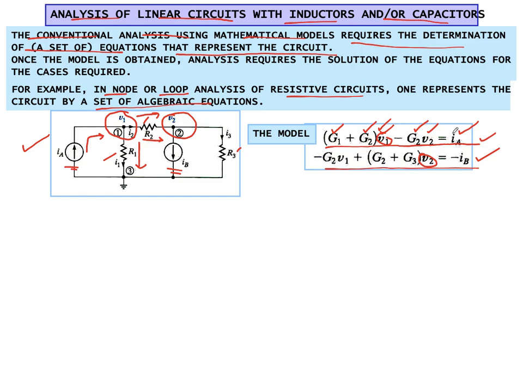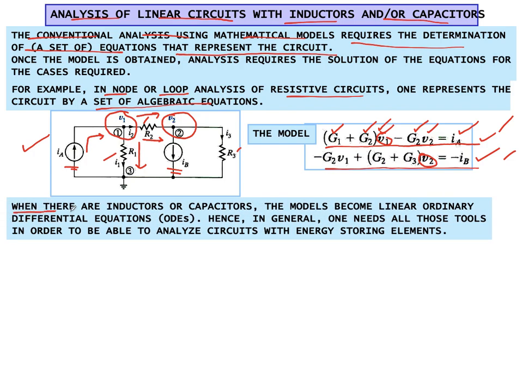G1, G2, G3, IA and IB are all known in any similar circuit. The only thing we need to find is V1 and V2. By solving these two linear equations, we are able to find the values of the node voltages V1 and V2. And as we have discussed in nodal analysis, once you know the node voltages, you can find any voltage or current in the circuit.